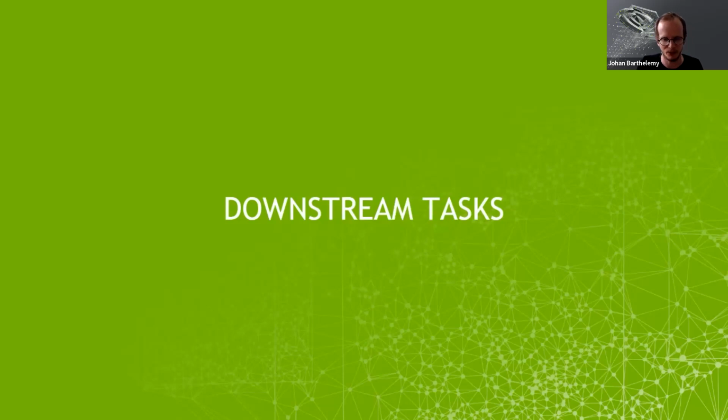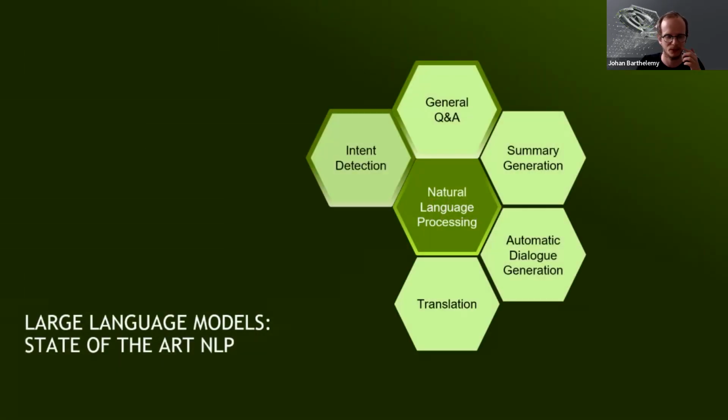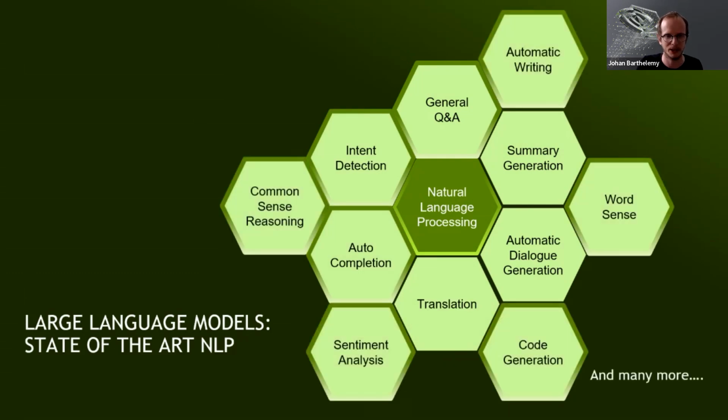All right, so that was one thing. That's a pre-trained model. So you've got a model that is able to do text generation for you. But that's not the end. Usually when you pre-train a model, you've got some ideas for downstream tasks. And that's why you've got all those tasks that are embedded into the natural language processing umbrella, like general Q&A, summary generation, automatic writing, auto-completion, translation, code generation, sentiment analysis, etc.